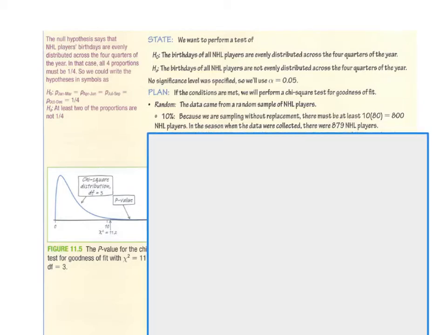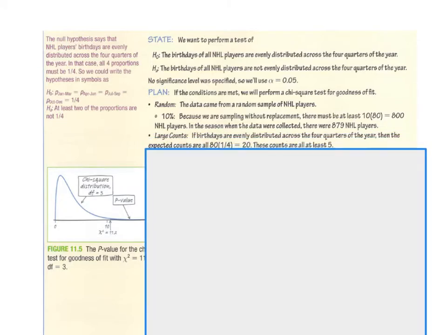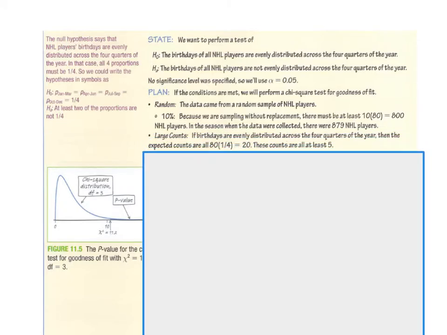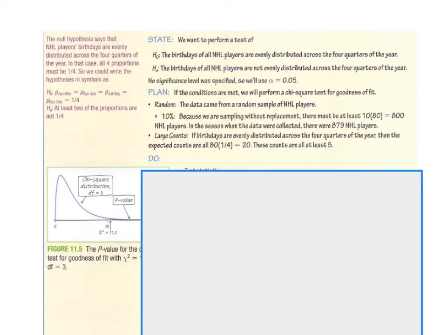And then we need our large counts. Remember, our large counts for a chi-square test is that every expected count would be at least 5. So if I took a sample of 80 NHL players, and I'm distributing their birthdays evenly across the 4 quarters of the year, then 80 divided by 4 would be 20. So all of my expected counts are at least 5. So my expected here are 20. So then I'm going to move on to the do.